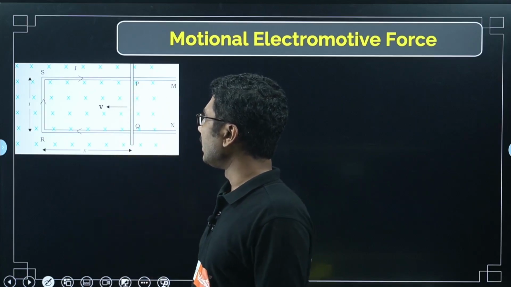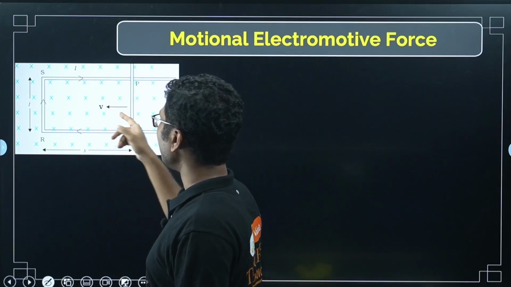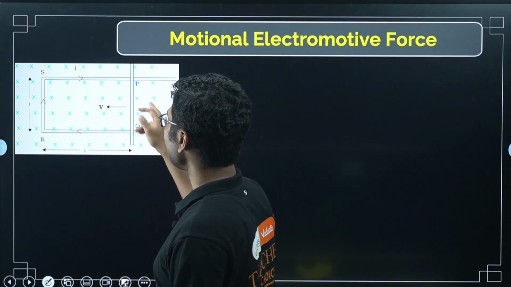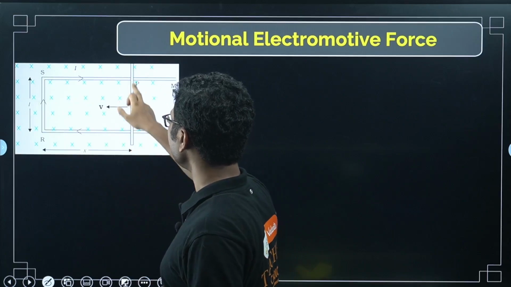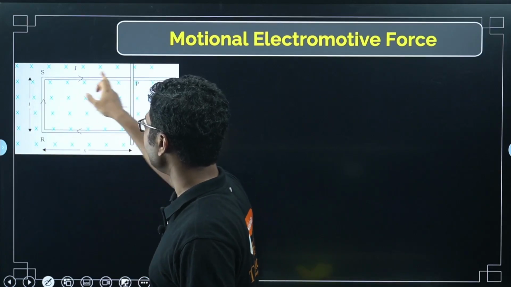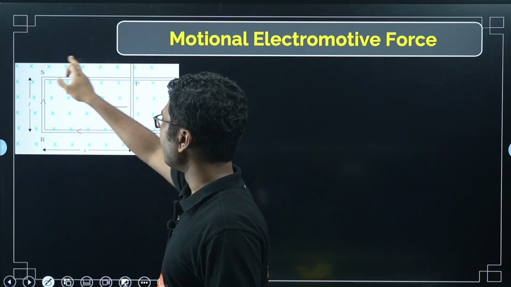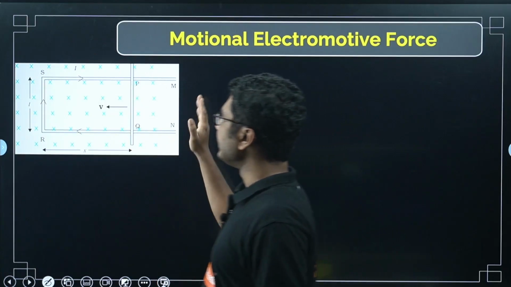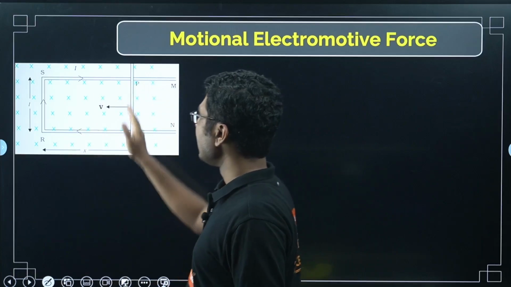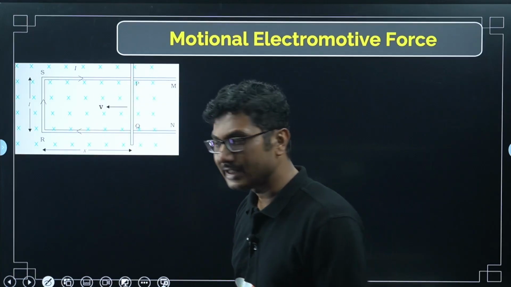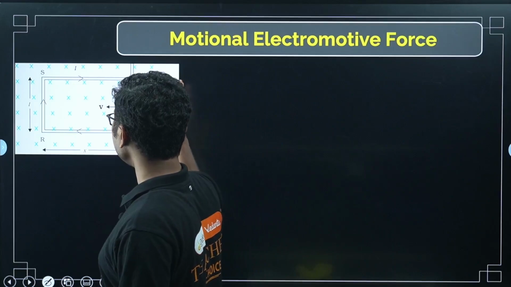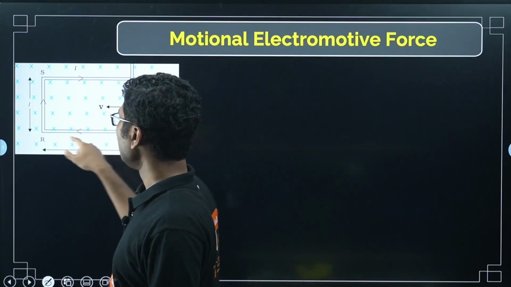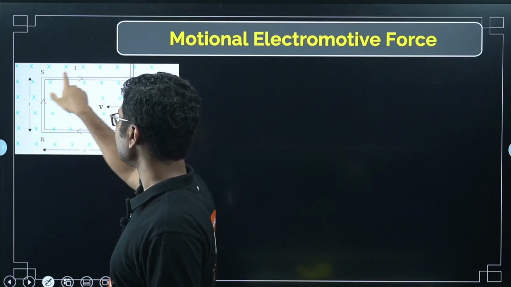Now if you take this rod and move it towards this side or this side, it does not matter, with a constant velocity v, then the number of field lines passing through this closed region is changing. In this case the number of field lines is decreasing; if you move it to the other side, the number of field lines is increasing. So when this rod moves, there will be an EMF developed in this circuit.